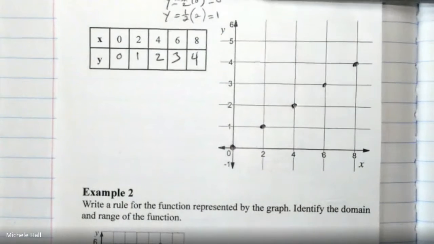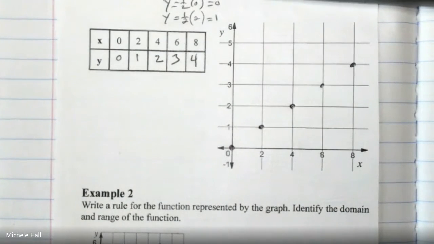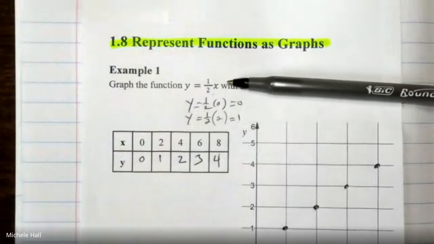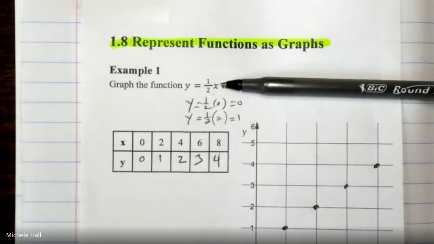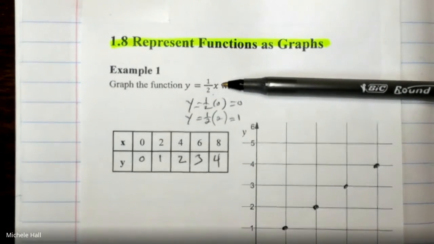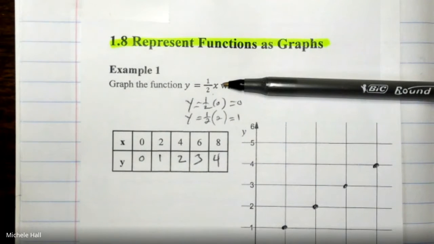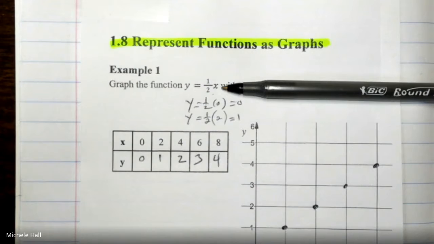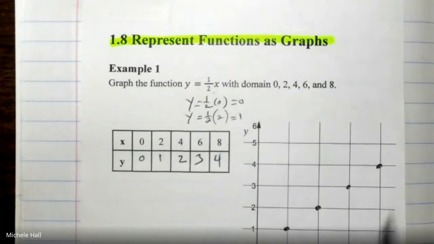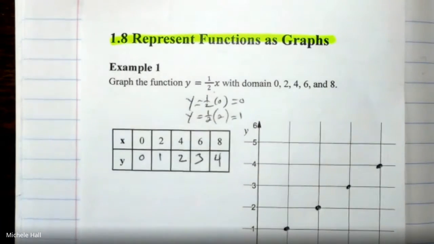If they didn't give you a domain, they say graph y equals 1/2 x. That's it. Just says graph y equals 1/2 x. You would pick your own domain numbers, and then you would draw a line here because you might have picked fractions or you might have picked other numbers that would be in between. That's when you want to draw the line, is when they don't give you a specific domain. But when they give you a specific domain, you can only have those numbers in the domain on your graph.